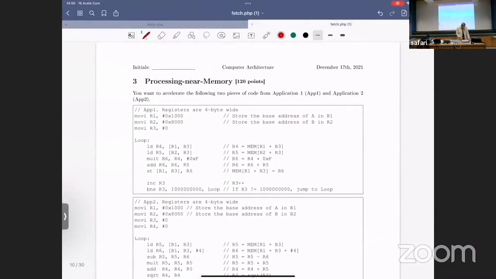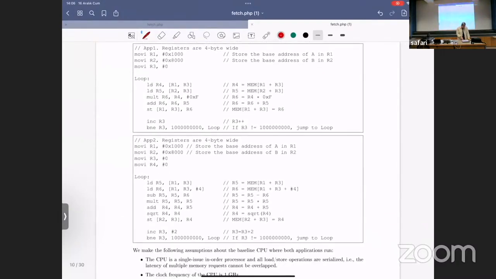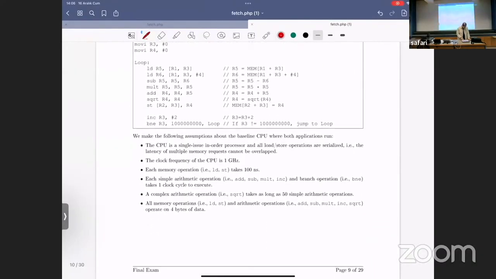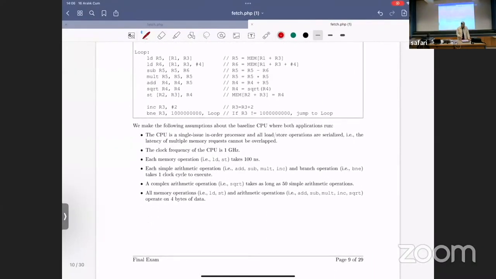Okay, so this is a processing memory question and tells you that you have two applications that you want to accelerate, application 1 and application 2. And then it also gives you some information about the system, that baseline CPU system and a processing memory system. We are going to get back to that at some point.